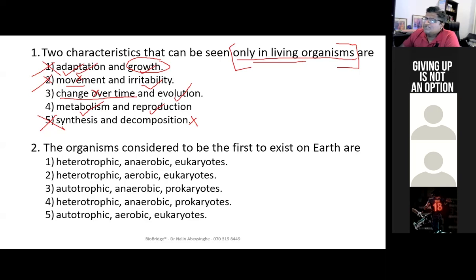Change over time and evolution. They both mean the same. You need two characteristics. Evolution is in simple terms change. That is also taken out. Metabolism, only in living. Reproduction, only in living. So the answer is number 4. Metabolism and reproduction. Right? Number 4. So that is the most suitable single best answer for this particular question.